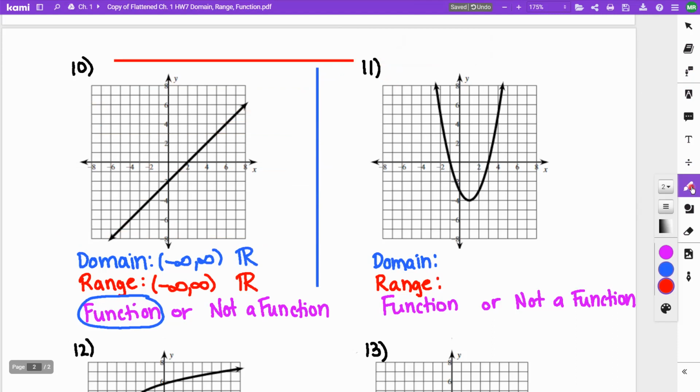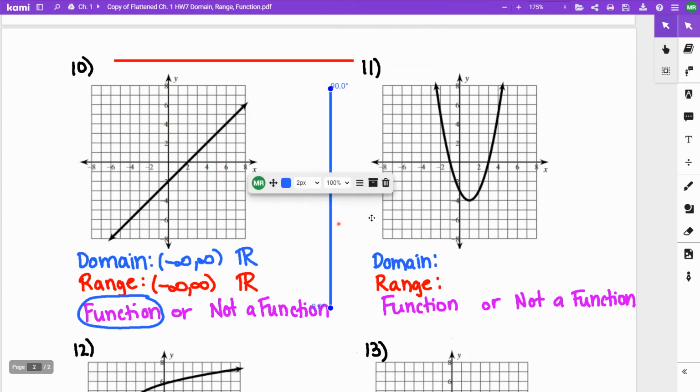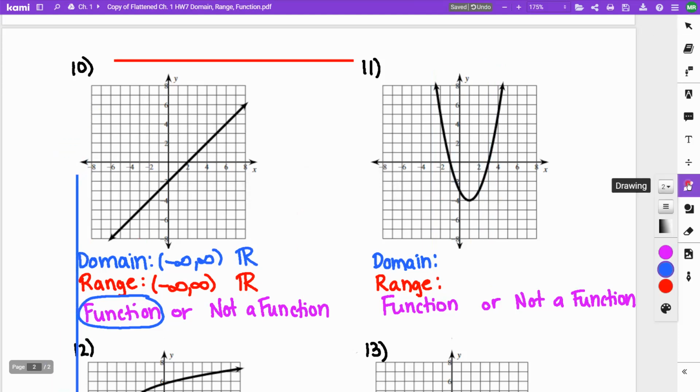Now on number 11, as I go across, this graph is going to be a function because it's not going to touch anywhere. And as I go to the left, the arrows are going up and left. So it's going to go to -infinity to the left, positive infinity to the right, and it is going to be a function. So it's going to go from -infinity to infinity, or all real numbers, and it is a function.